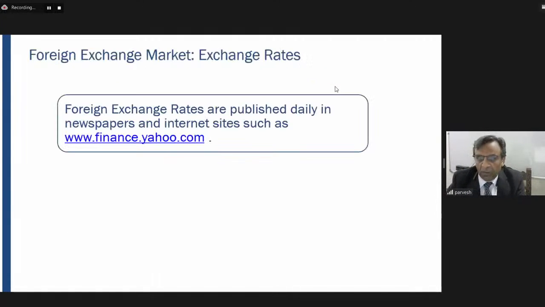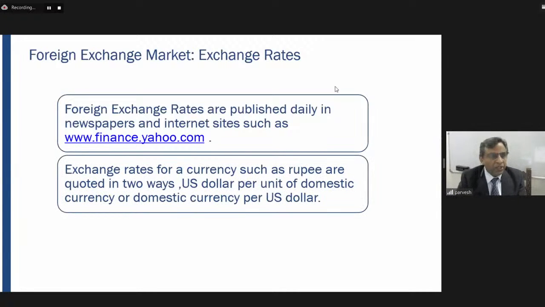So now the foreign exchange market exchange rates. So what are these exchange rates? These exchange rates are published daily in the newspapers and on internet sites such as finance.yahoo.com. So we can look for these rates in the newspapers or on the internet sites, and exchange rates for a currency. Now this is very important.